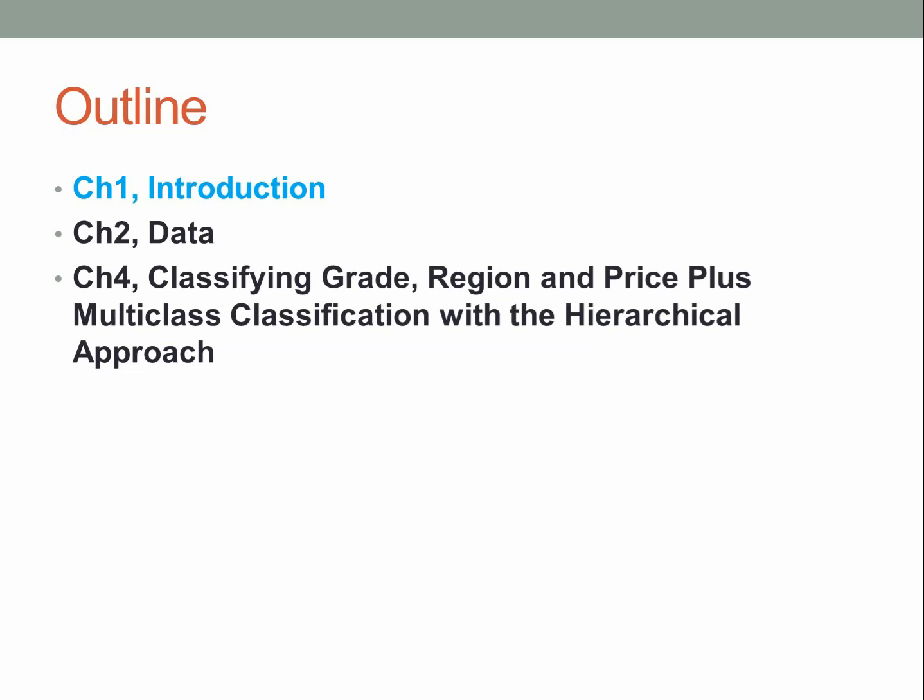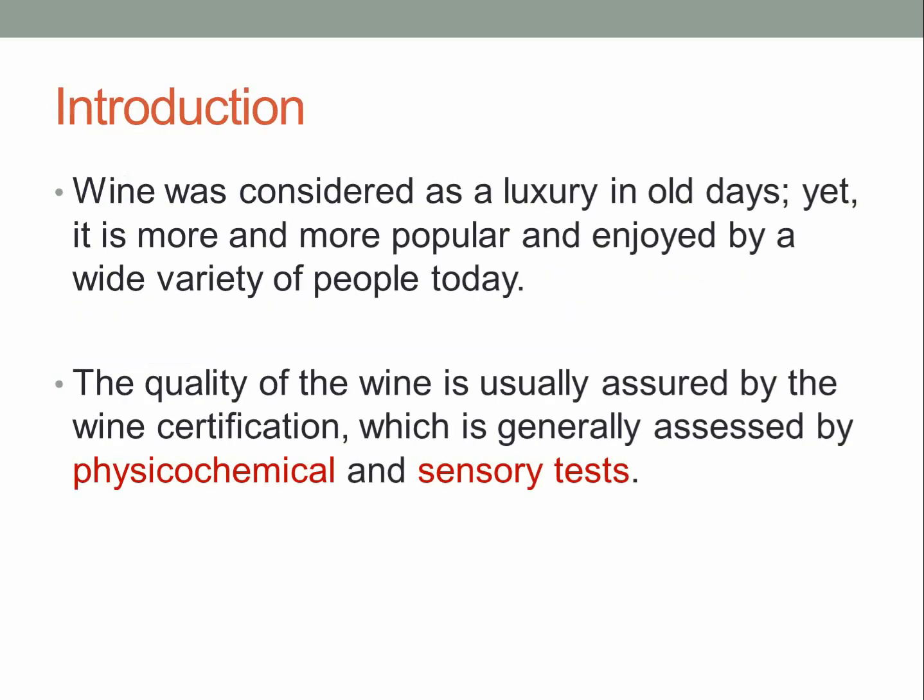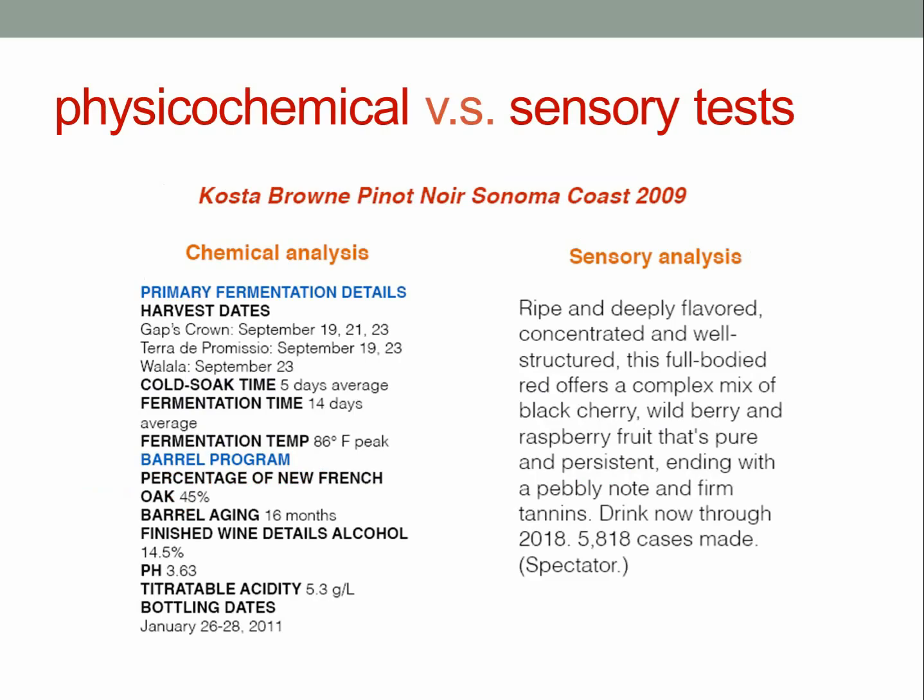Starting with the introduction. Wine was considered a luxury in the old days, but now it's much more approachable. The quality of the wine is usually evaluated by 2 different things. One is the physical and chemical properties. The other is evaluated by wine experts, who provide sensory tests. This slide gives you an example of both evaluation metrics.